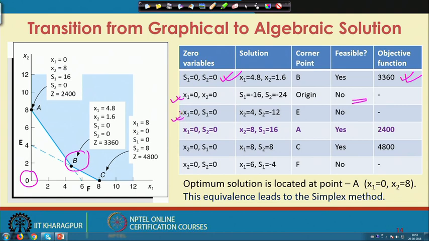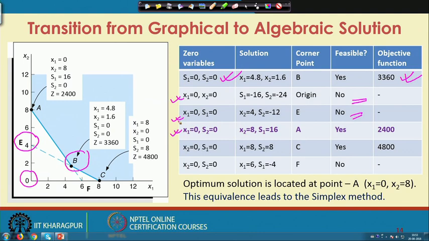X1 equal to 0, S1 equal to 0, the solution is x2 equal to 4 and S2 equal to minus 12. This is point E, this is not feasible. Also look graphically that this is outside the feasible region.